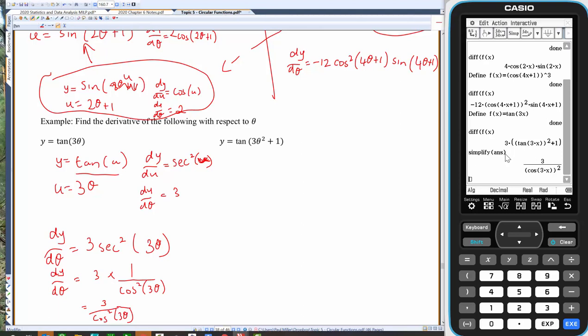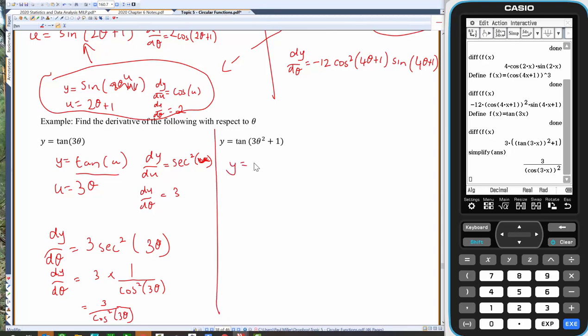So 3 over cosine 3x all squared is exactly the same as that. I don't know why the calculator doesn't give us the secant. I feel like it has in the past, but I just can't remember why it's not going to give us this particular derivative. This is where we're just going to have to be good enough to know that that and that is the same as that. So yeah, let's knock over this last one here.